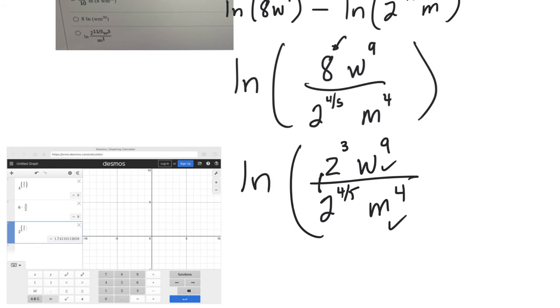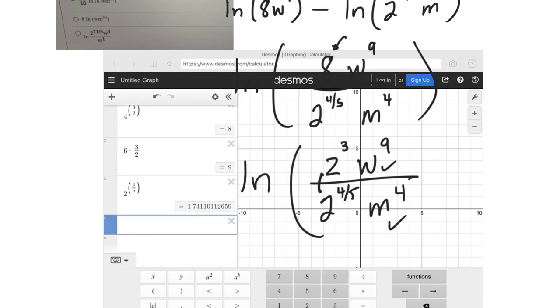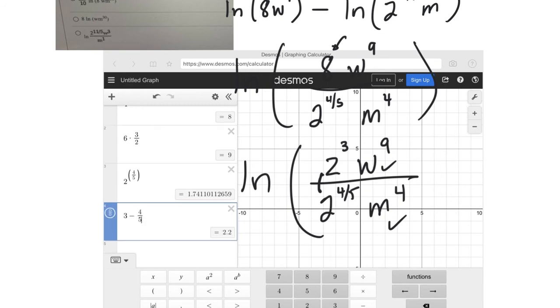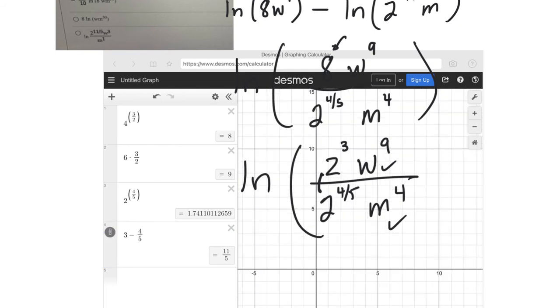But here I have like bases. So if I have like bases, I can subtract their exponents. So I'm going to go 3, take away 4/5. Let's do that on decimals again. 3, take away 4 divide 5. 2.2, let's make that a fraction. 11 over 5. Oh, and that's what they had. Got it like that.